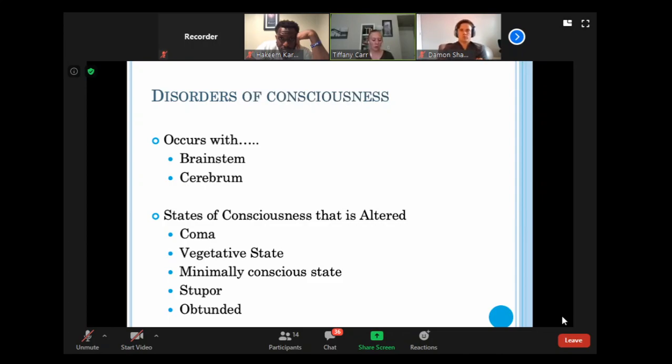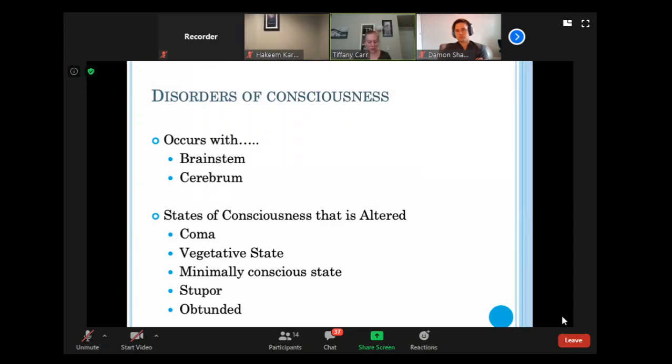So we really want to make sure that we know the difference between these. So a coma means that they are unarousable. There's no response. They may have some altered respiration, reduced basic reflexes such as coughing and swallowing. Vegetative state is a complete loss of consciousness without alteration of vital functions. The differences between it and a coma is that they can open their eyes, they have regular sleep-wake cycles, and they have normal respiration.